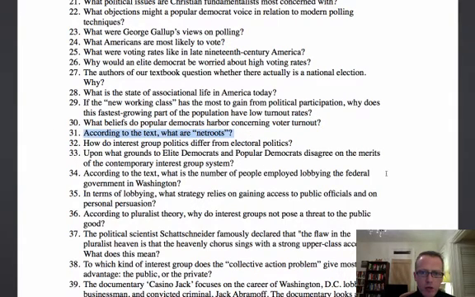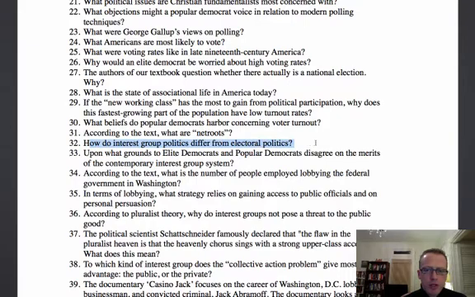Now, according to the text, what are net roots? Net roots are a kind of new phenomenon that emerges on the basis of there being social networking technology available to people to reach out to each other and communicate with each other around election time.